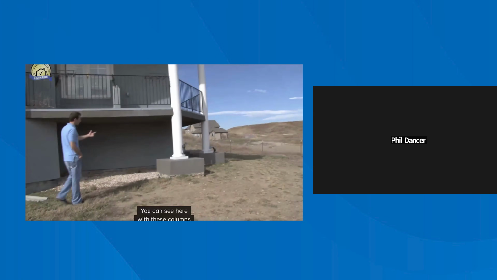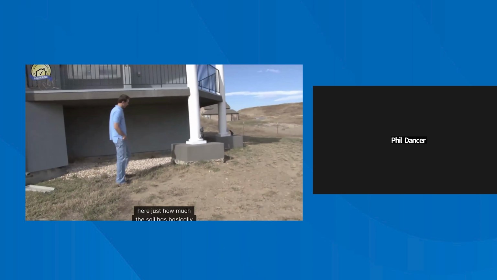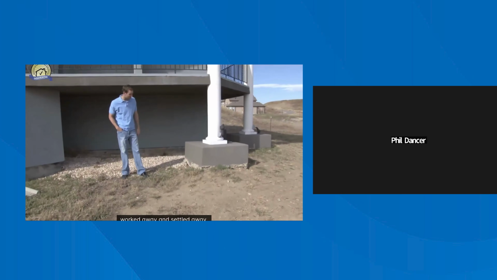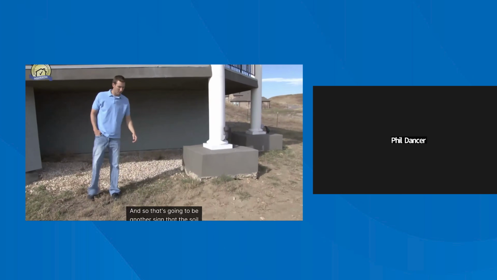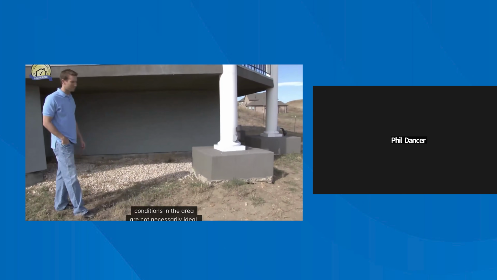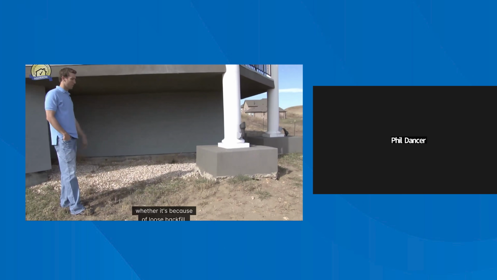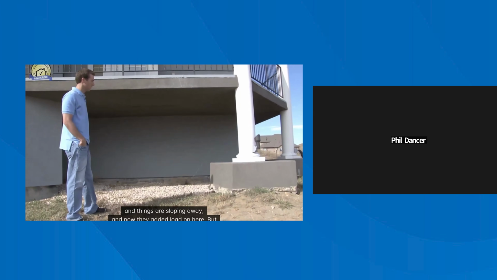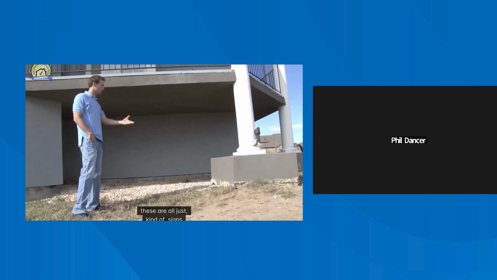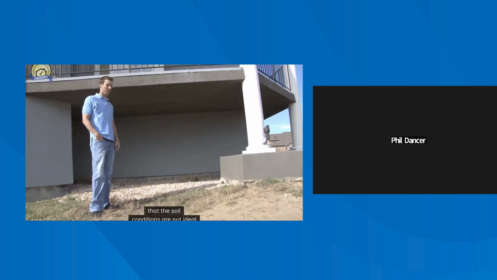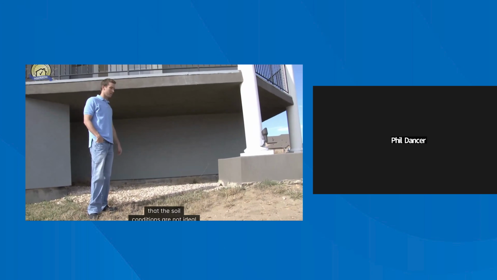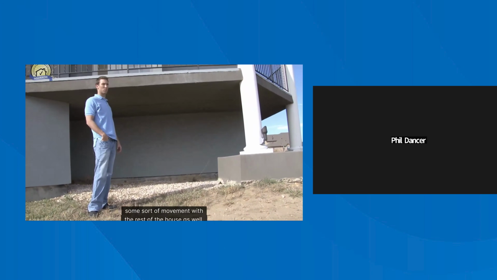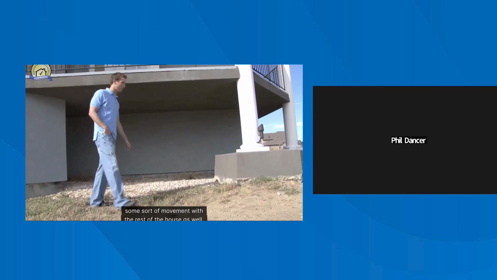You can see here with these columns just how much the soil has worked away and settled away, and that's going to be another sign that the soil conditions in the area are not necessarily ideal, whether it's because of loose backfill or just because we're on a hill and things are sloping away, and now the added load on here. But these are all signs to look for that suggest that the soil conditions are not ideal and that we're going to end up experiencing some sort of movement with the rest of the house as well.